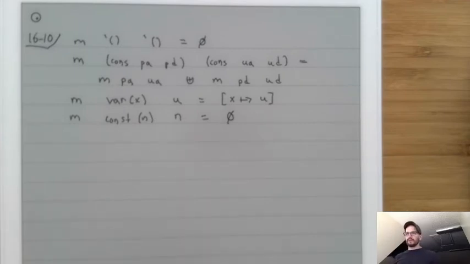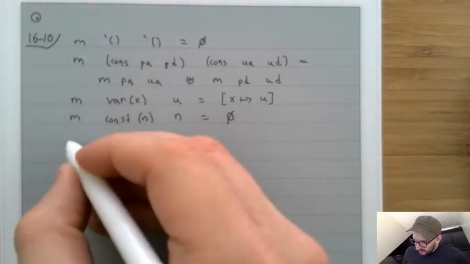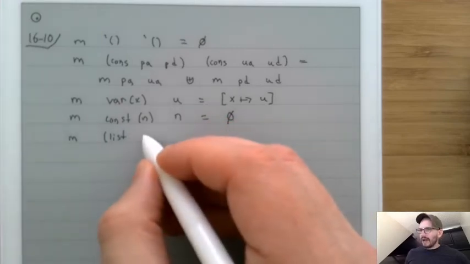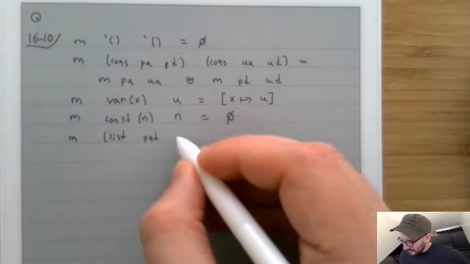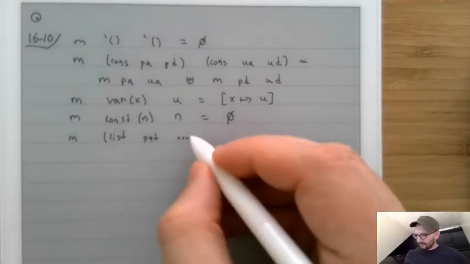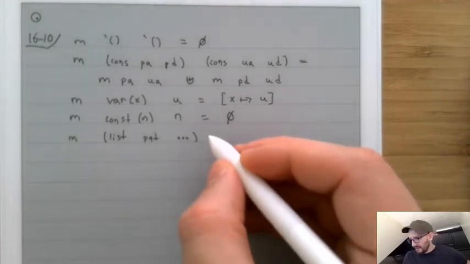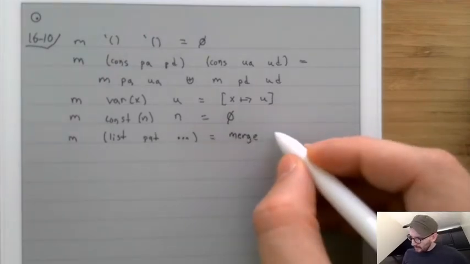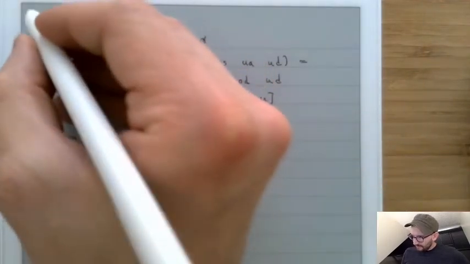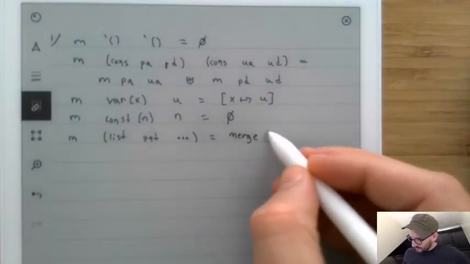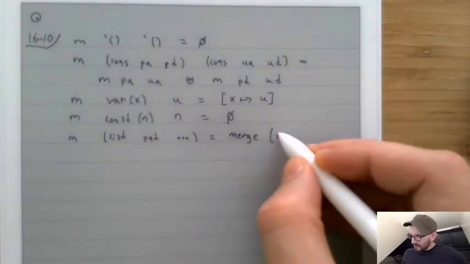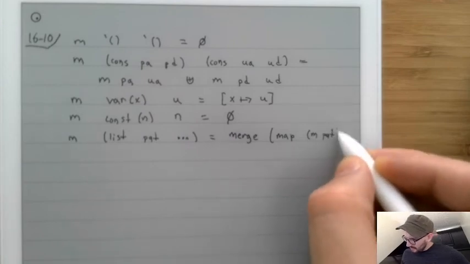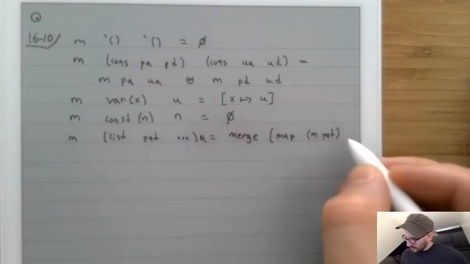Now there's one more rule that we need to do, which is that if we call match and we're given a list where we have any pattern and then literally dot dot dot, then what that's going to do is we're going to call a function called merge on calling map of calling m on the pattern on whatever the use was, u.